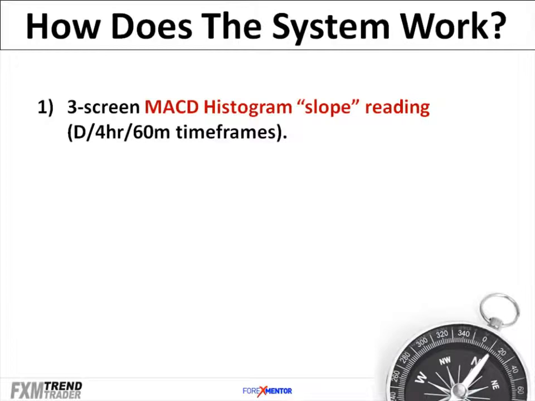What we're looking for is a particular type of indicator reading, a 2-bar MACD histogram slope reading across 3 consecutive time frames comprising the daily, 4-hour, and 60-minute charts. If we have a negative slope reading on those 3 time frames at the same time, it indicates a bearish bias. If we have a positive slope reading, it indicates a bullish bias. That should be read in context of a proper continuation setup within a trending market.